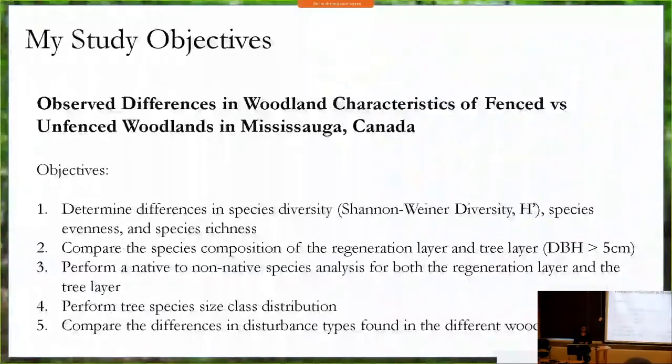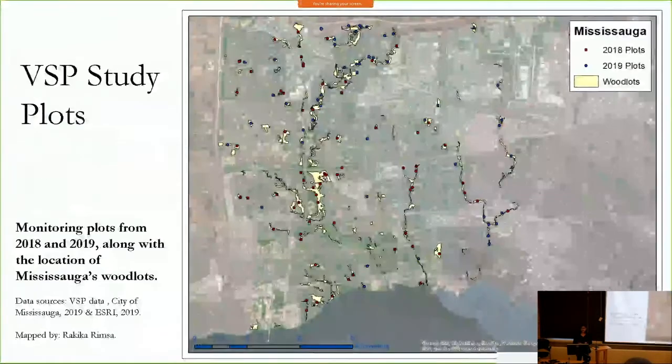And next, I did a tree species size class distribution. And lastly, I did a comparison of the distribution types that are found in woodlands that are fenced versus unfenced.